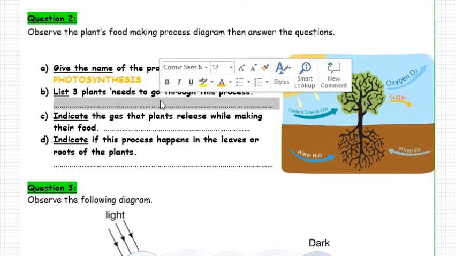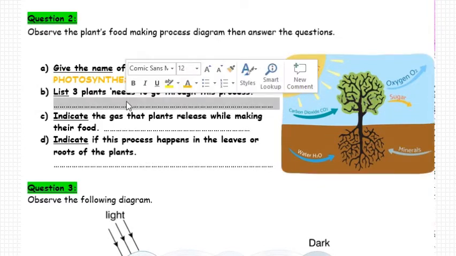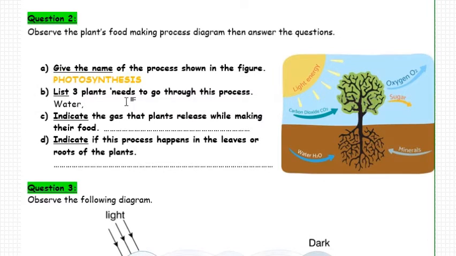Okay. List three things plants need to go through this process. What do plants need to go through this process? If you observe the figure, you can find them directly. Water, H2O, carbon dioxide, CO2, and light energy. So I will write water, carbon dioxide, and sunlight energy.